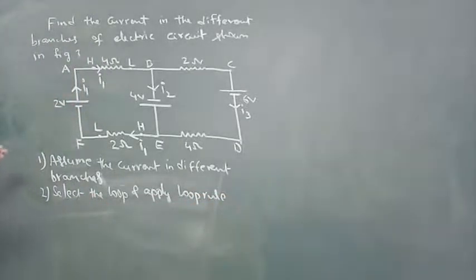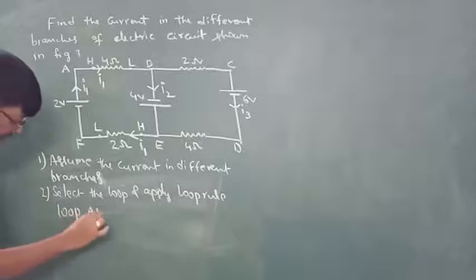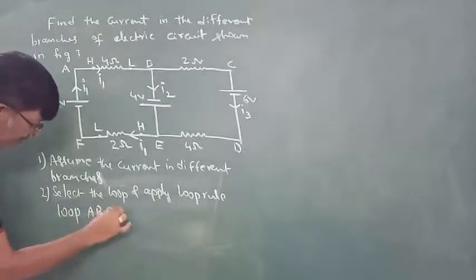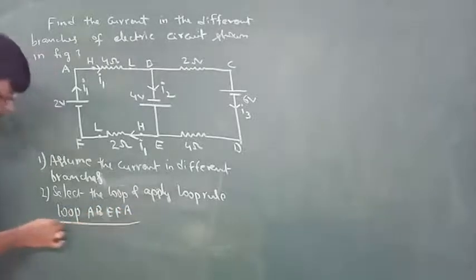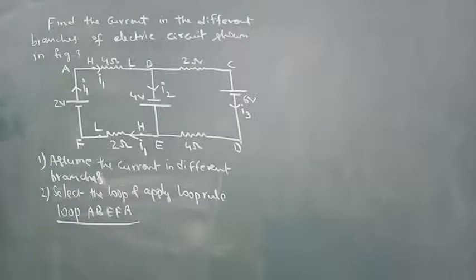Now I assume ABEFA is our loop. So loop ABEFA. So while applying the loop rule, we must follow sign convention.